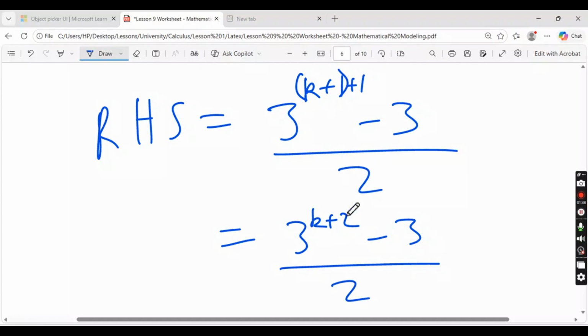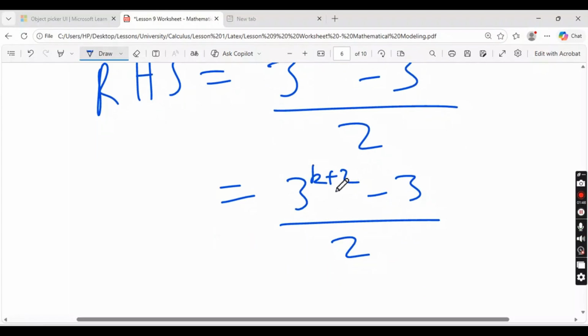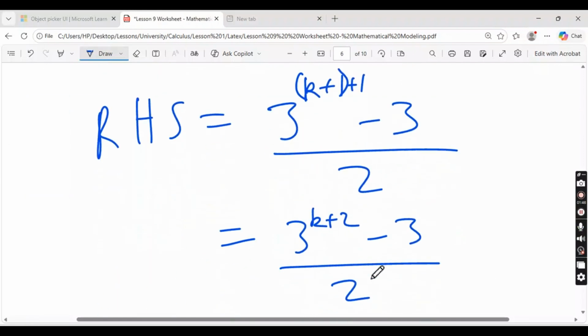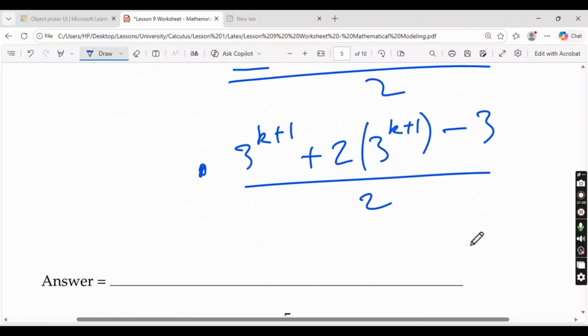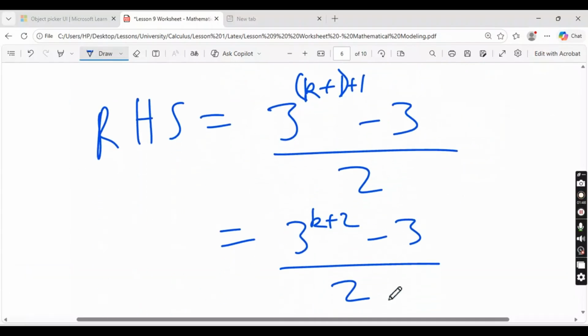Can we simplify this further? No, not really. So it will stay. So this will be our answer that we want. So write it down: 3 to the power k plus 2 minus 3 over 2. Okay, so that's the right hand side. Now since we were stuck when we did the right hand side, we have a better idea. We want to reach here. So check, from here, how can I get to here?